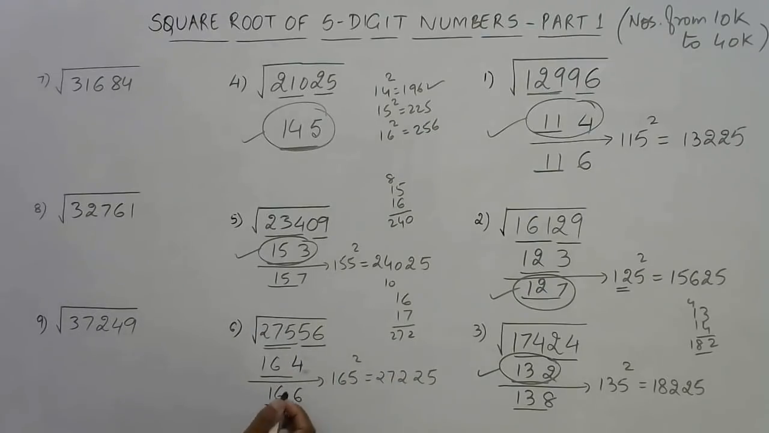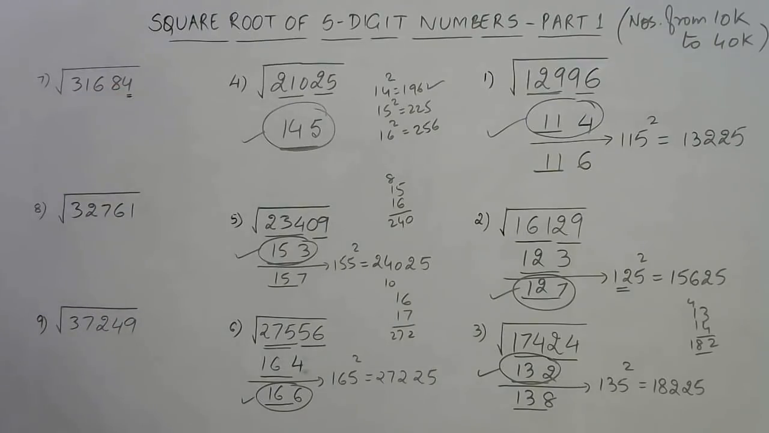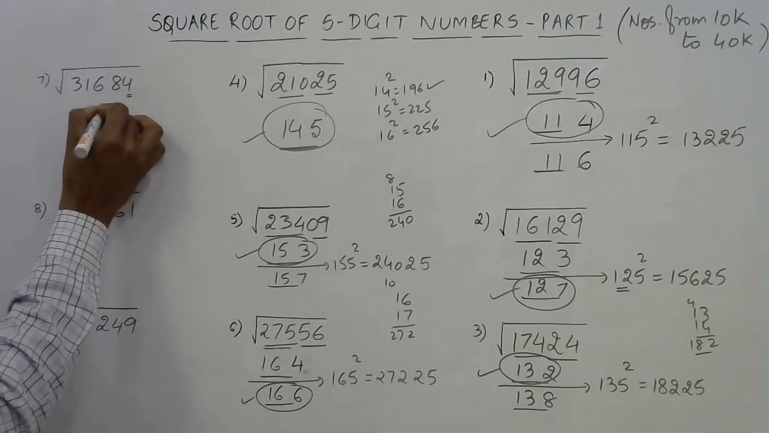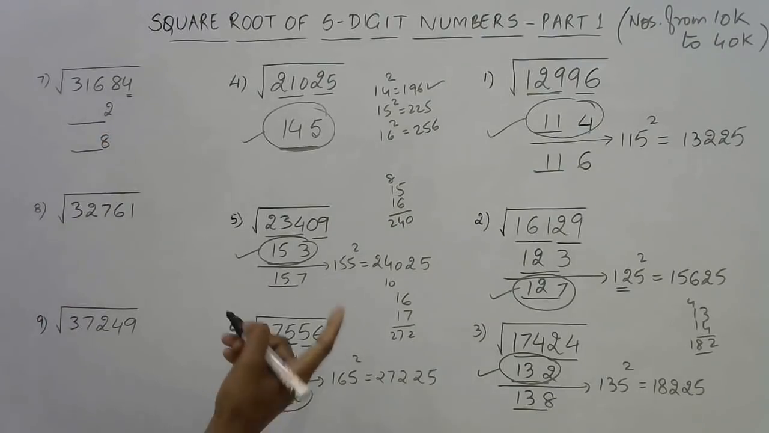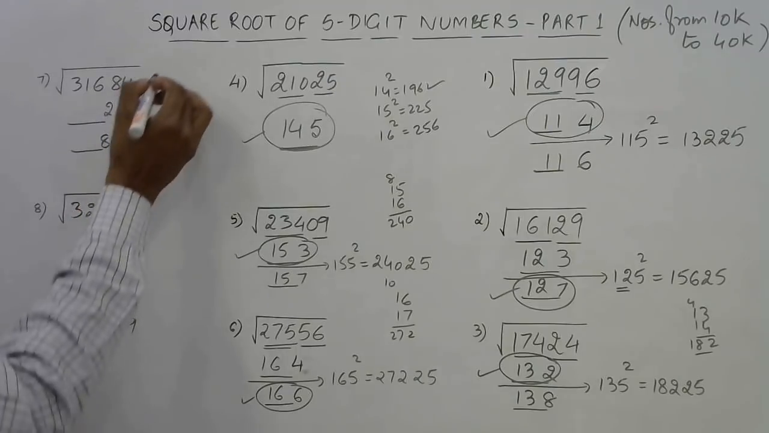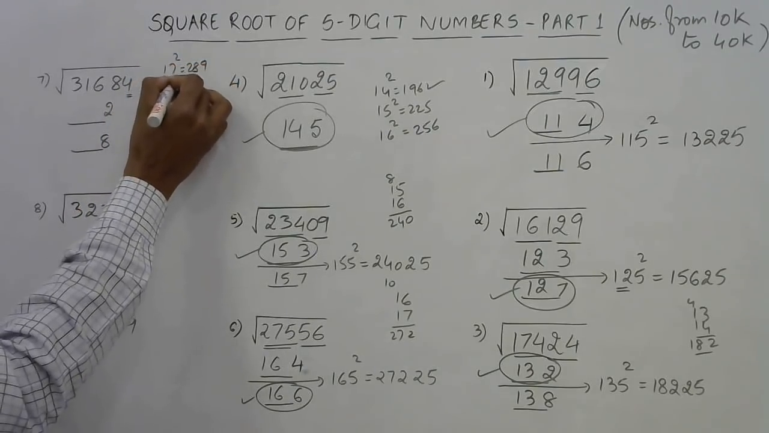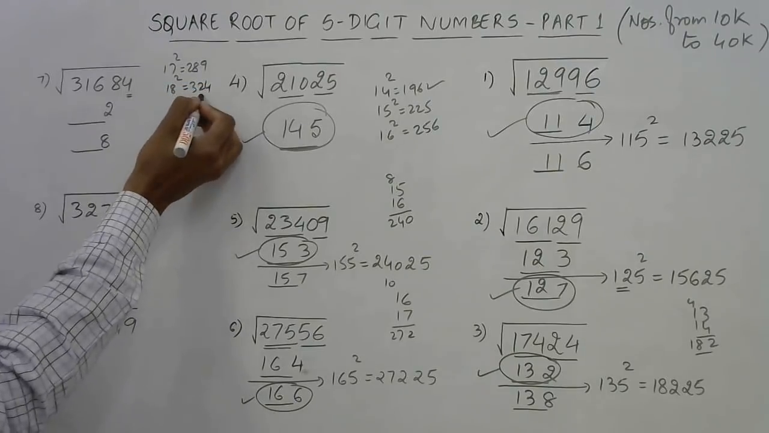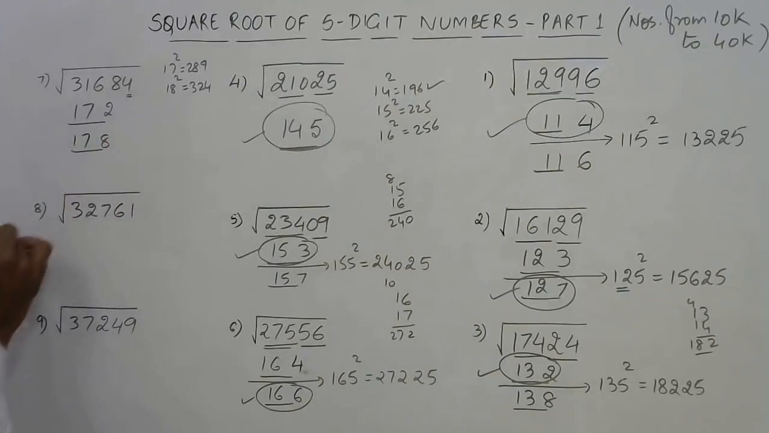So our answer is the greater one, that is below the arrow, 166. 3 more examples. This number is ending with 4. So the answer will end with 2 or it will end with 8. Now we have already done up to 16 square. 17 square is 289. 18 square is 324. So 324 is greater. So we have to take 17 square. So 17 is the remaining part.